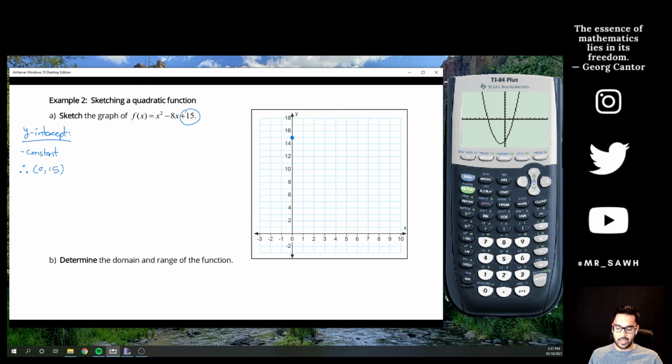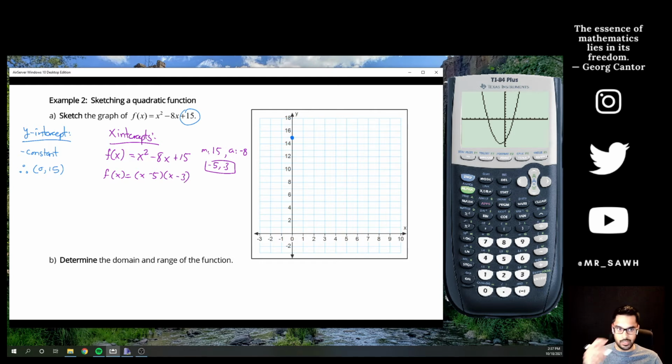Next easiest one to find, I need the x-intercepts here. So I need to factor this. Okay, so we'll factor this first. Our function of x is equal to x squared minus 8x plus 15. So finding the 2 numbers that multiply to 15 and also add to -8 are going to be some version of 5 and 3 where they are both negative for this to happen. So I know that my function has a factored form of x minus 5 multiplied with x minus 3.